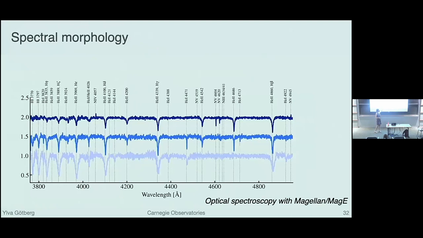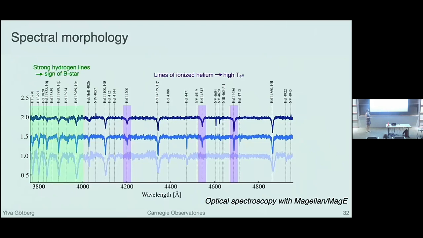We found 3 main types of stars. You can see on the top and the middle, they have lines of ionized helium, a sign of really high temperature. And in the middle and bottom, you can see lines of hydrogen that are really strong. Those are signs of a B-type star. So probably what we are seeing here is 3 types of stars. On the top, the stripped star is dominating the spectrum. In the middle, you have contribution from both the stripped star and its companion. And in the bottom, the companion star is dominating.